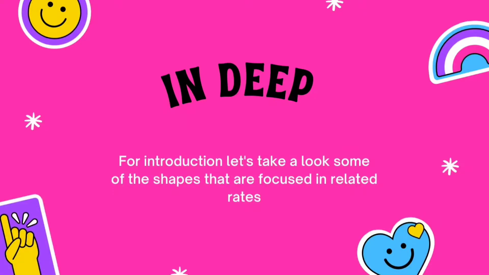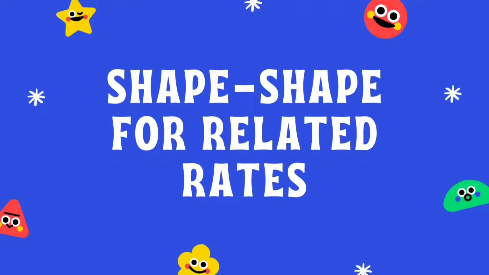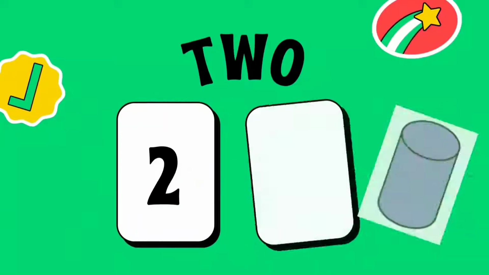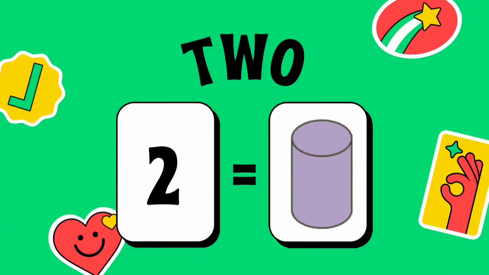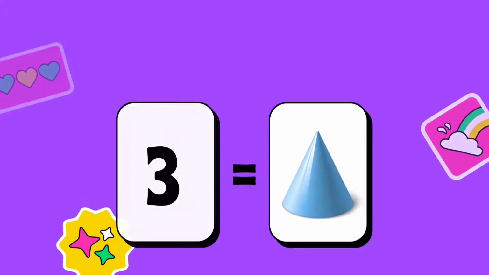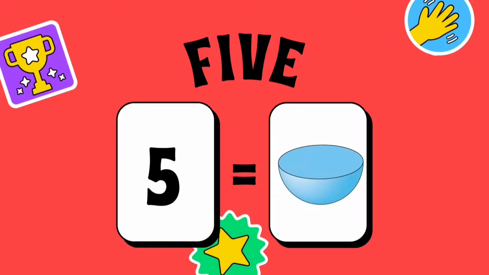For introduction, let's take a look at some of the shapes that are focused on in related rates. Shapes for related rates. Number 1, we have cube. Number 2, we have cylinder. Number 3, we have cone. Number 4, we have sphere. And the last one that we are focusing on in related rates is hemisphere.